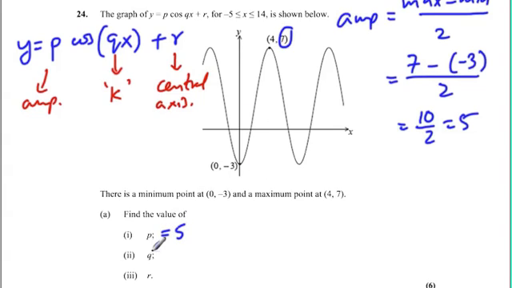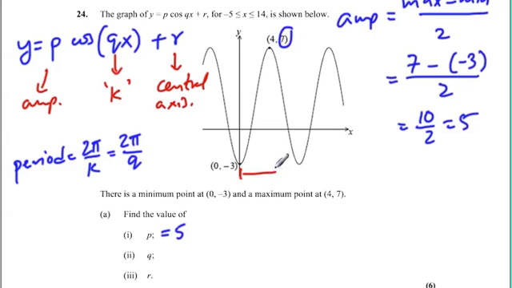Now Q is, remember, the compression factor K. So if you remember, period equals 2 pi over K. And in this case, since it's Q, it'll be 2 pi over Q. Now, what is our period? How do we find our period? The period is just one cycle.